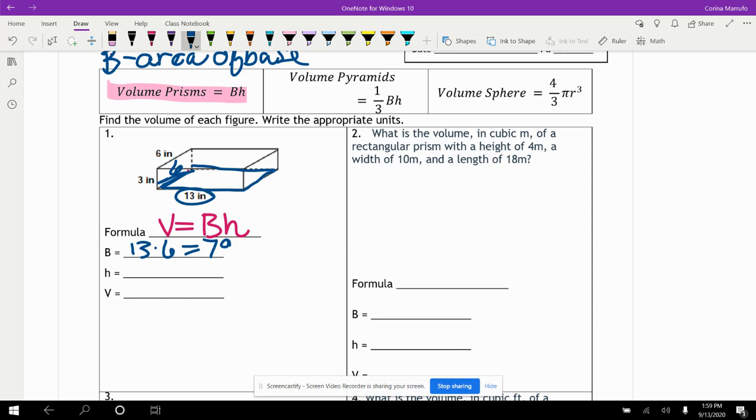I just want to double check to be sure. Okay, then we need to multiply this times the height. How tall is our prism? If we notice here, it tells us that it is 3 inches tall, so I'm going to put 3 inches. Now we're ready to find the volume. We're going to use base times height, so we're going to use 78 times 3. When we plug that in, 78 times 3 gives us 234.